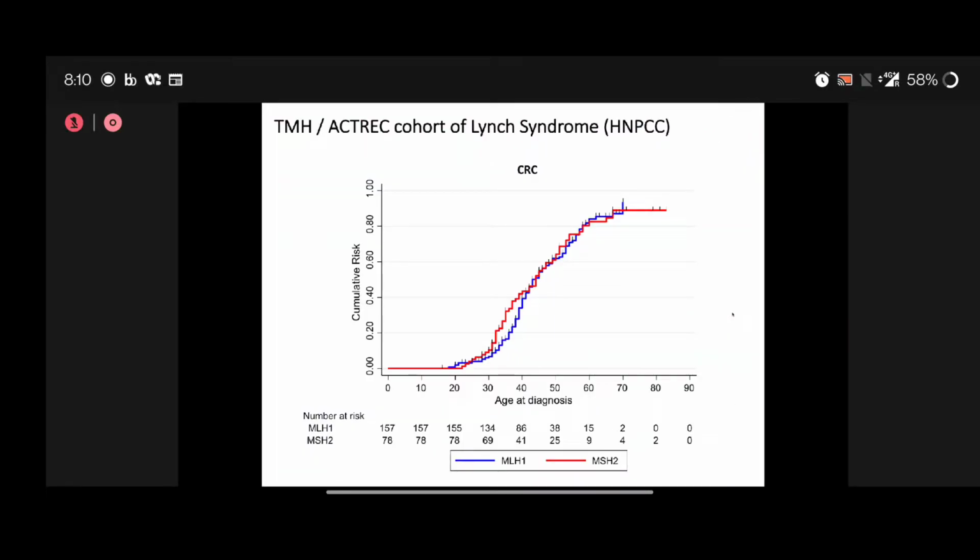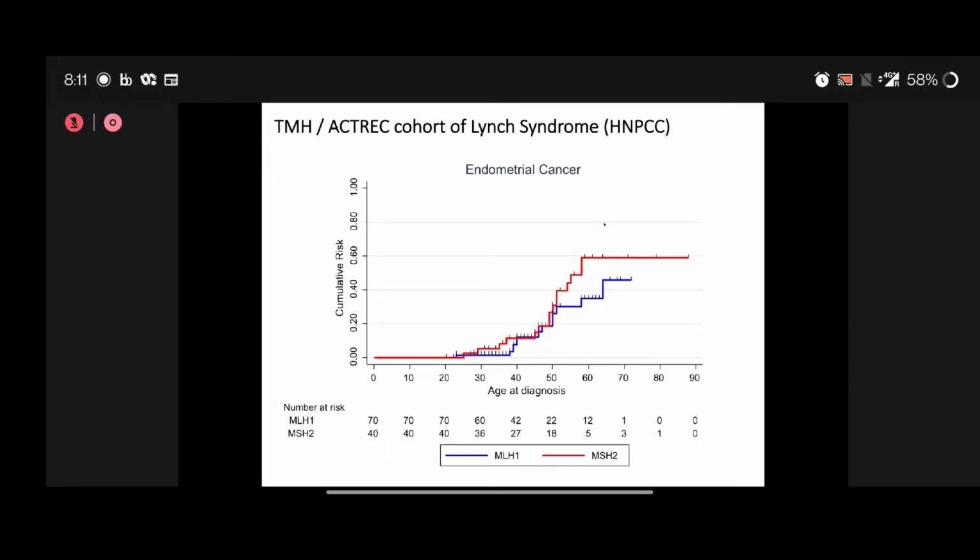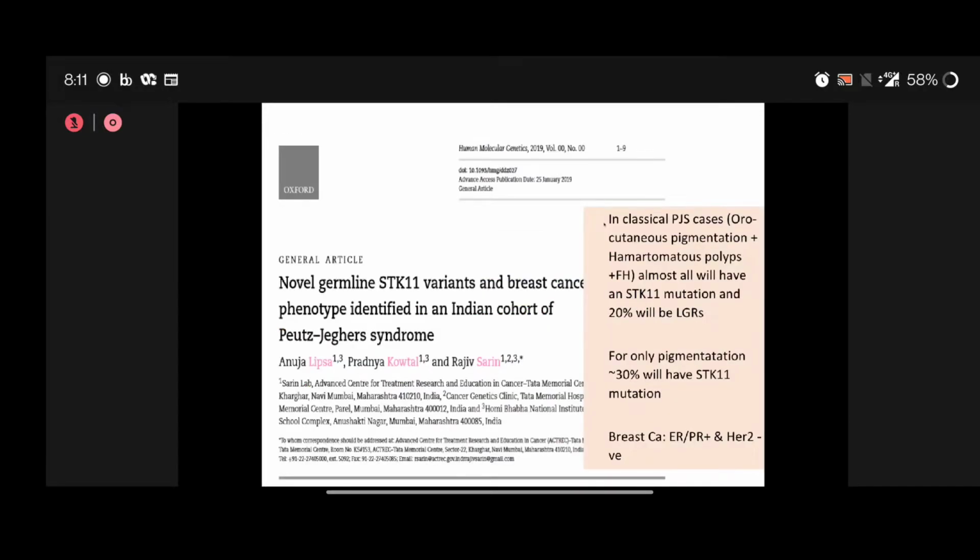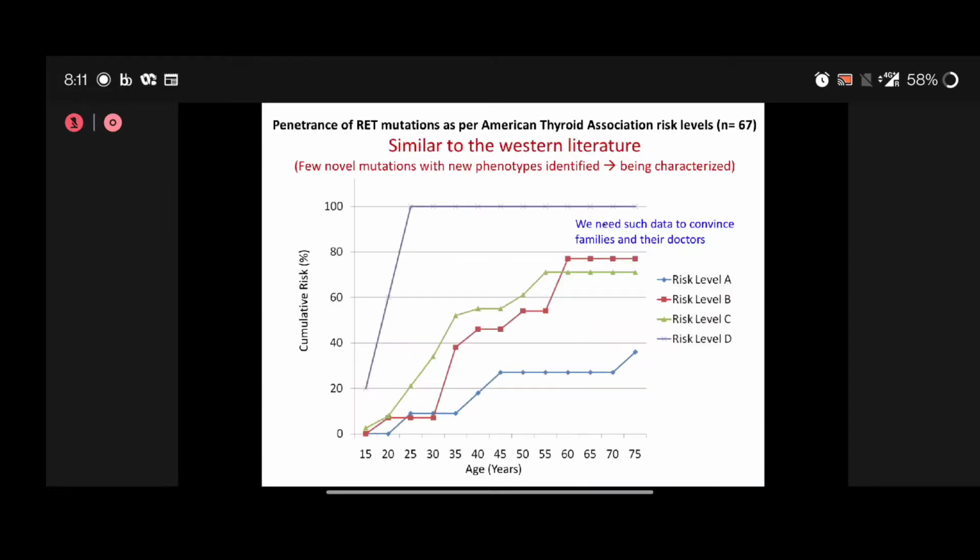So this is our own cohort of Lynch syndrome. You look at the colorectal cancer risk, both for MLH1 and MSH2, it is close to 70 to 80% lifetime risk, and the risk starts in the early 20s. And endometrial cancer risk is also close to 50%, and the risk starts in the early 30s. This is what I showed you about Peutz-Jeghers syndrome, and we also found that most of these tumors were ER and PR positive if they had breast cancer.